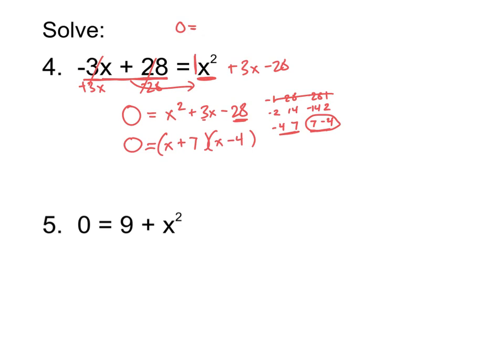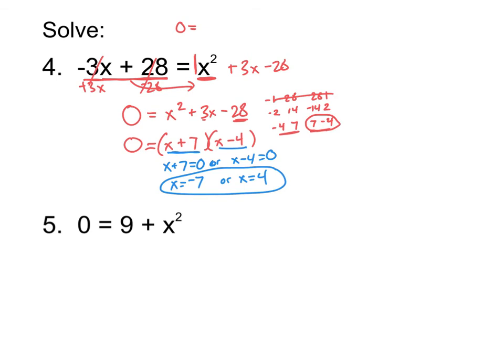Now, again, we take the zero product property. So I would set that equal to 0, or that equals 0. The only way that they can multiply to 0 is if one of them is 0. So then x is negative 7, or x equals 4. Those would be my answers.